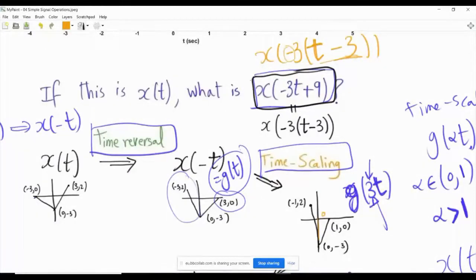Now, for a discrete time signal, we can shift it, and we can time reverse it. So this appears to be a straightforward extension of what we have for continuous time signals. But what about time scaling? How can we stretch or compress a discrete time signal?